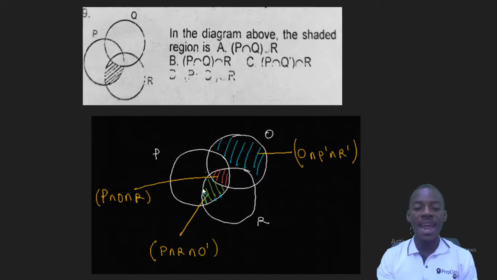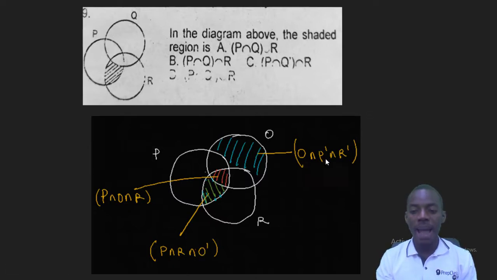But if it had been here, it is between P and R. If it is this green part, it is between P and R, so it will become P intersection R, that is P and R minus O. O complement. That means I am removing O. The complement means you are removing. Everything is there, but you are removing O.